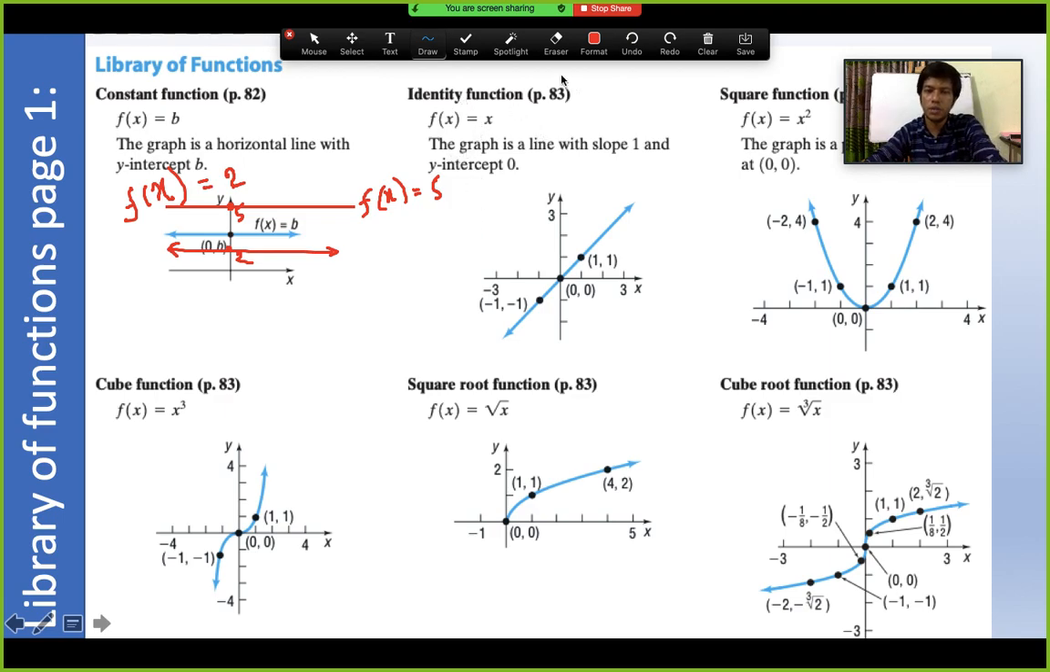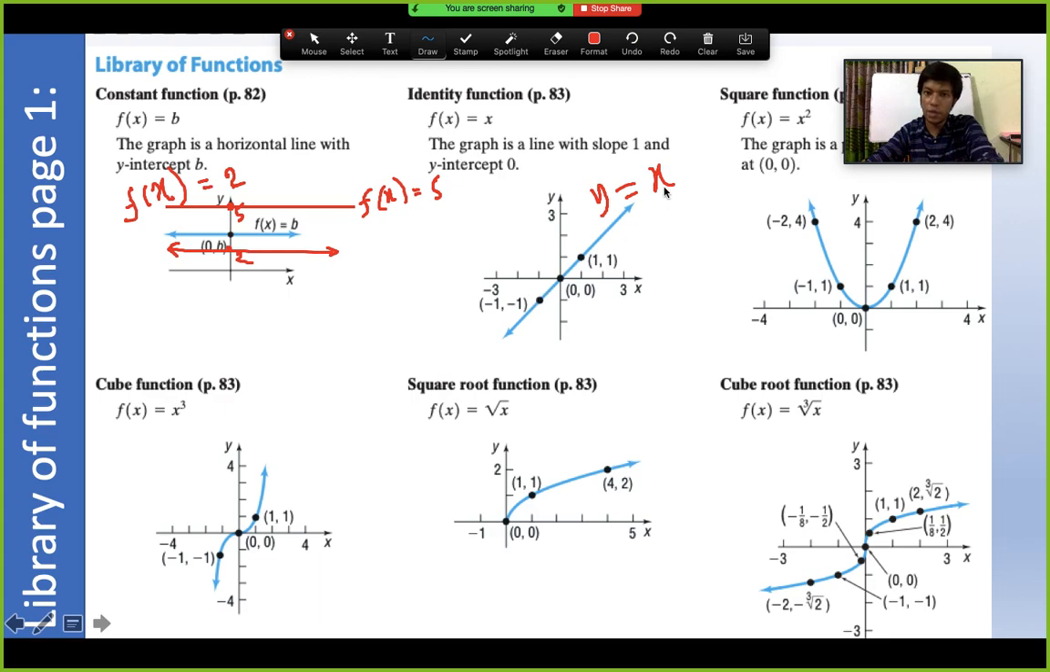f(x) equals x, this is called the identity function. And this is like the y equals x graph. Very common graph in this pre-calculus. This line actually divides this quadrant into two equal halves. Another half is here, another half is here. So they actually divide this into two equal parts. And this is y equals x.